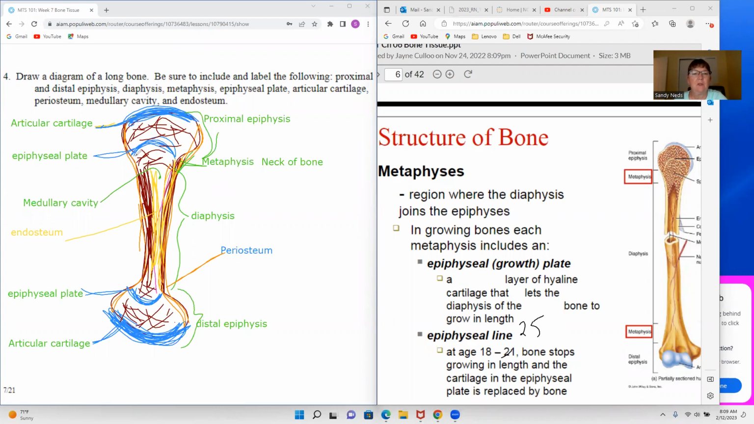epiphyseal cartilage, or the epiphyseal plate, which is made up of cartilage, is still growing in length because it puts new cells on the diaphysis side, so it grows longer. And again, the new cells are not on the epiphyseal side, but on the diaphysis side. So the diaphysis gets longer.